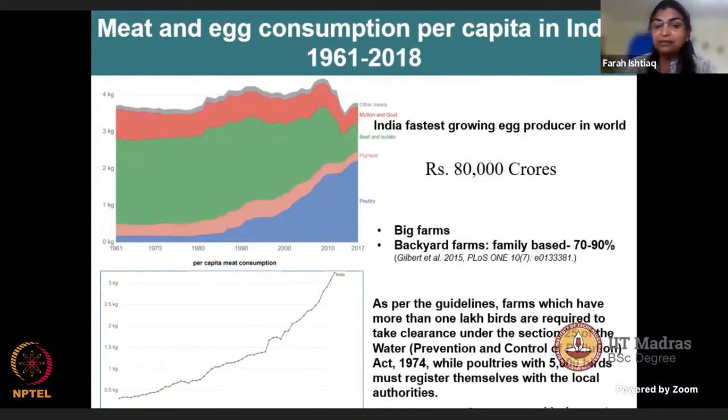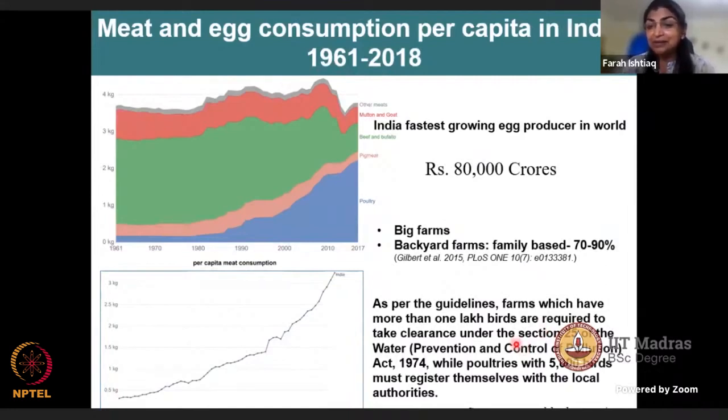And one of the reasons, I think, is that our poultry industry has grown a lot. It has become a very lucrative, growing business. Government has given a lot of schemes. It works very well for everybody. But the problem is that people are not following the guidelines.